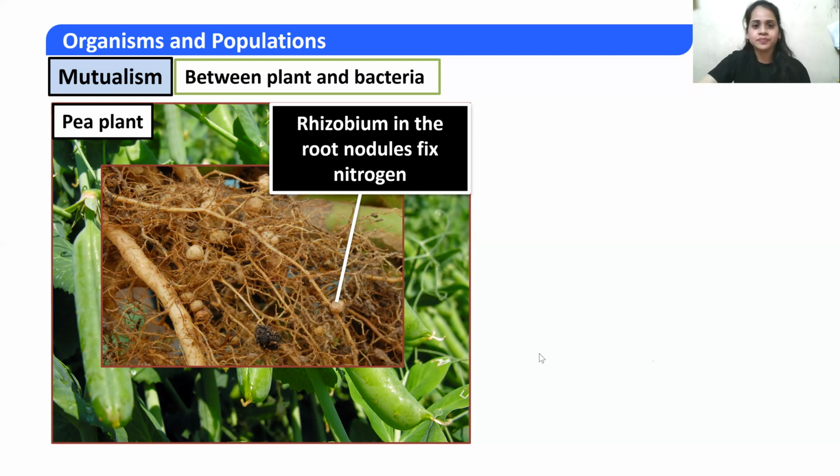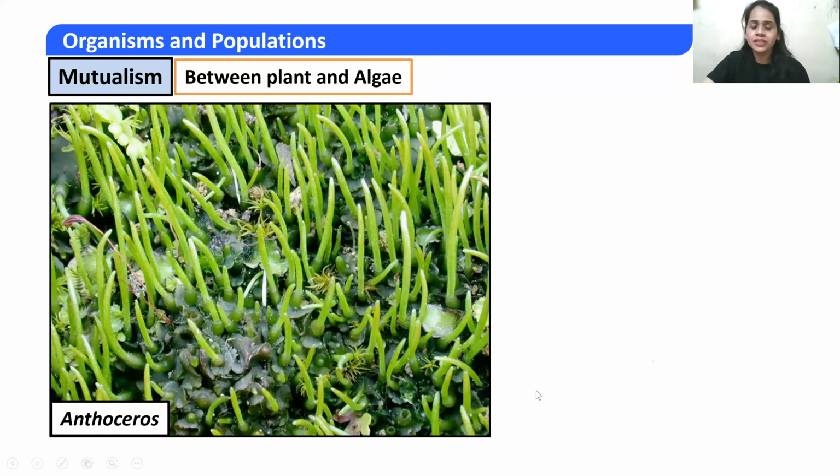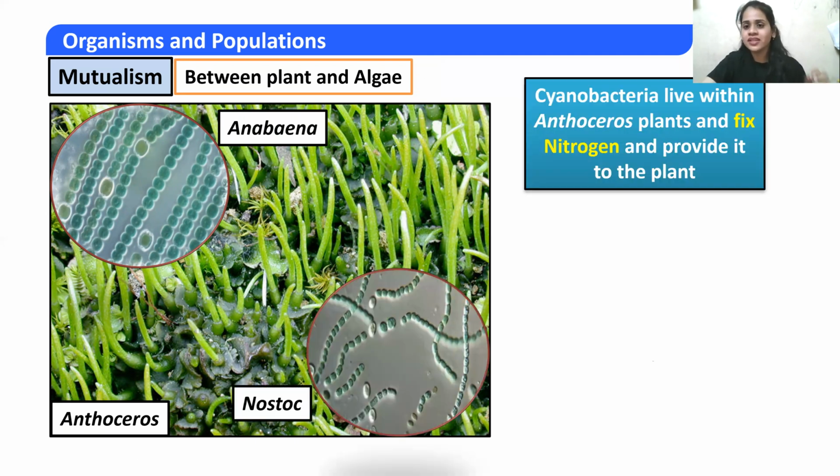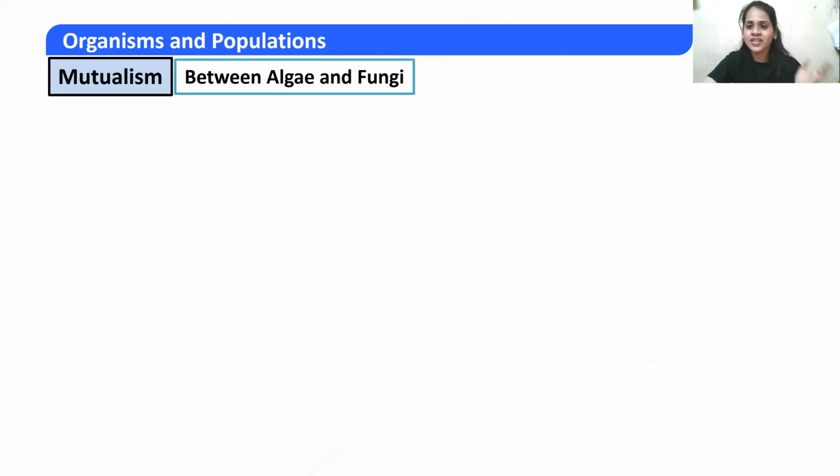Okay, coming to the next example, that is between plant and algae. So here Anthoceros, I hope you remember what Anthoceros is. You must have studied it in kingdom Plantae, right? And Anabaena and Nostoc. So over here these cyanobacteria are going to live within the Anthoceros plants, and they are going to fix nitrogen and give it to the plant. Okay, so one is getting the host and the other is getting nitrogen. Okay, they're fixing nitrogen.